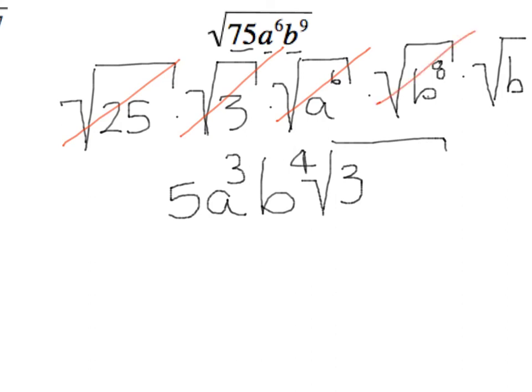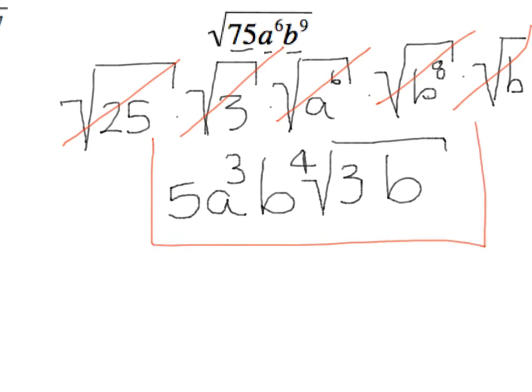Then the last thing I need to do is take the square root of b, which I can't because it is an odd exponent. So I'm just going to rewrite that down inside my radical symbol. So my final answer is going to be 5a cubed b to the power of 4 times the square root of 3b. This will be my final answer.